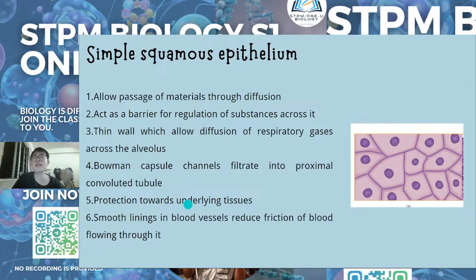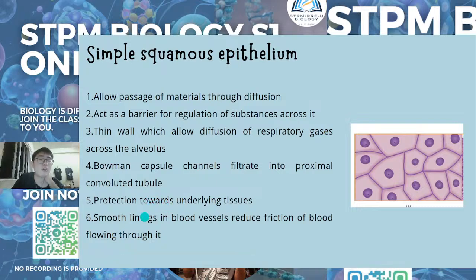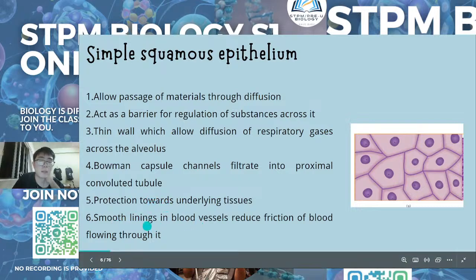Normally this cell is at the outermost surface of the organ. And also in the blood vessel, its function is to reduce the friction of blood flowing through it. So this is a more detailed function.